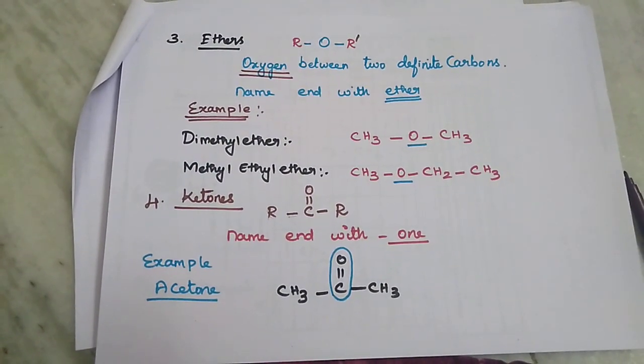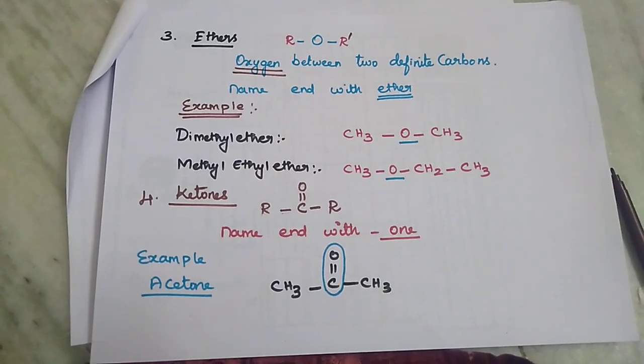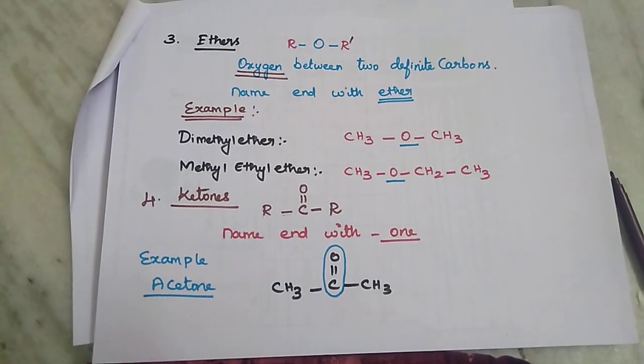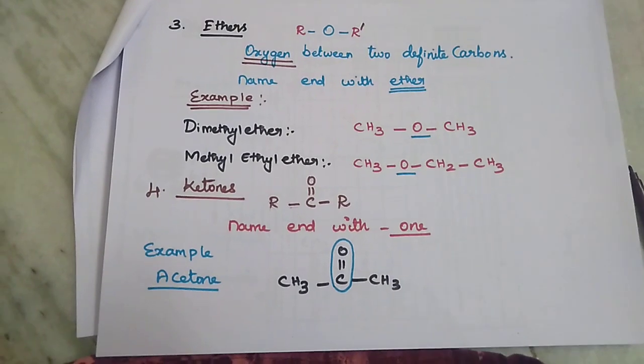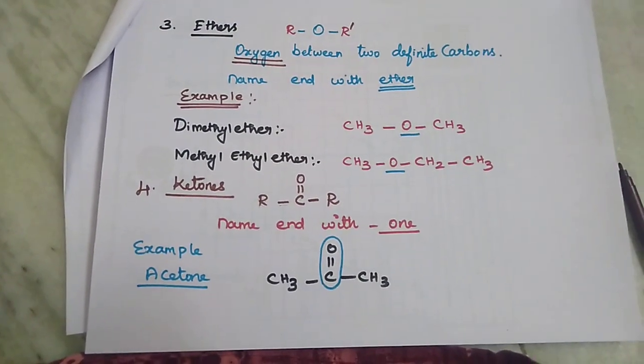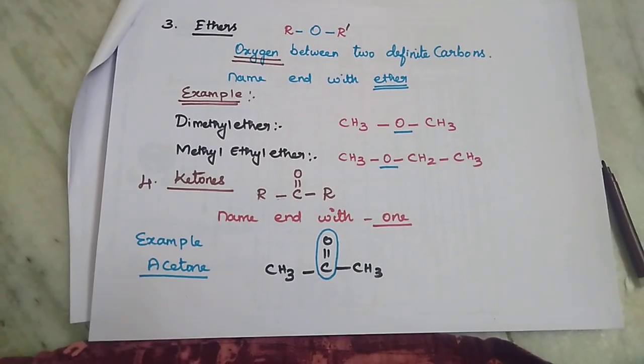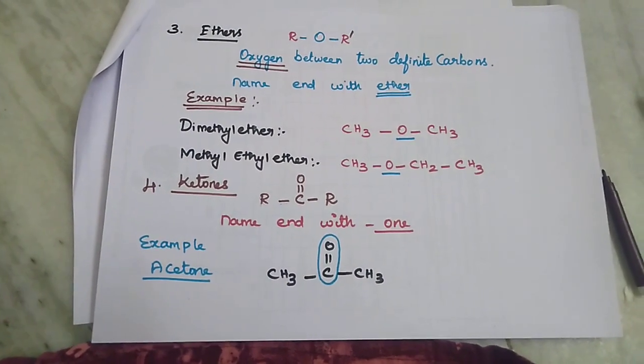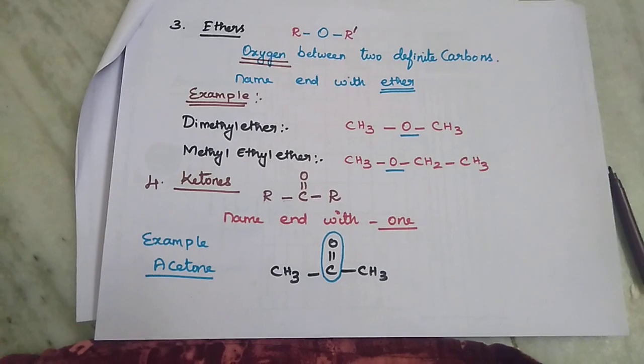So you see the 2 carbons, and in between you have oxygen. And then the same with ethyl ether also. First one methyl, CH3O, and then CH2CH3. So this is also one of the functional groups.